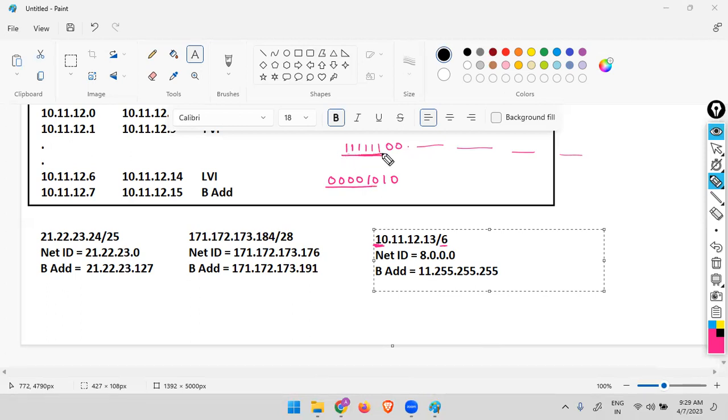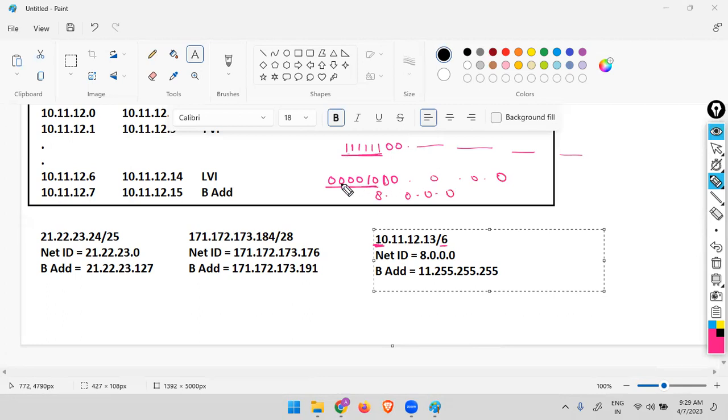According to the subnet mask, 6 bits are network. So in binary, I will not change these 6 bits. The remaining bits, if I set them to the minimum, meaning all zeros, what is the value? Is it 8.0.0.0? Correct?